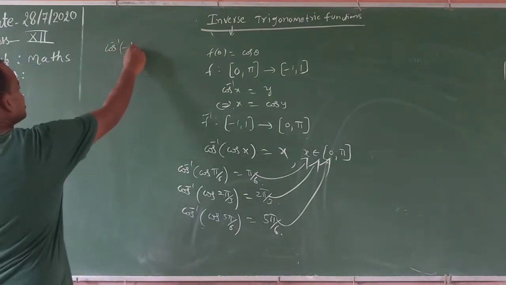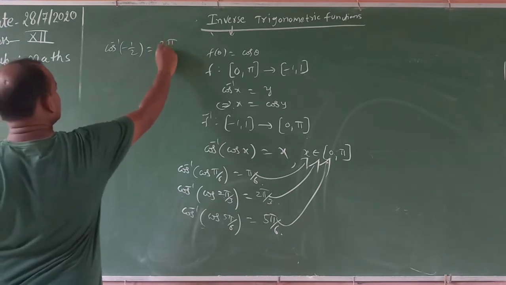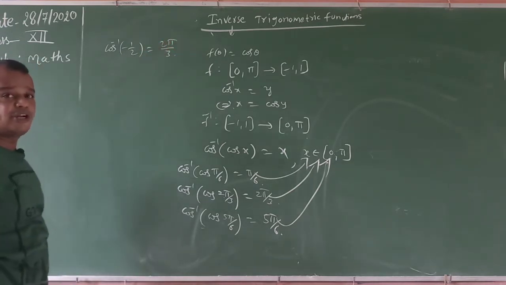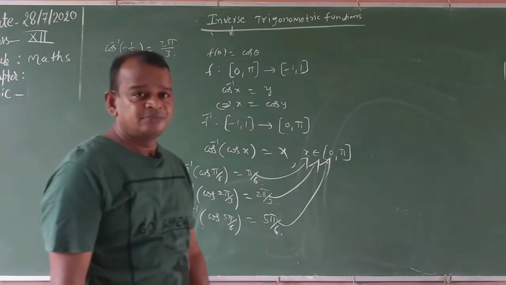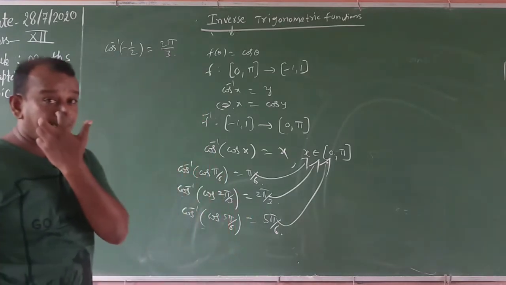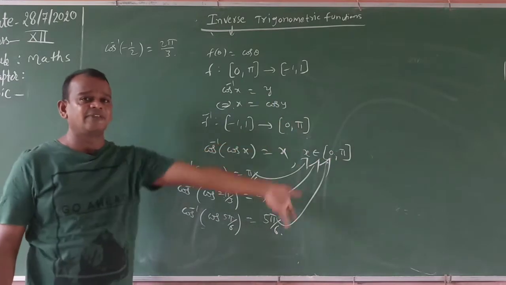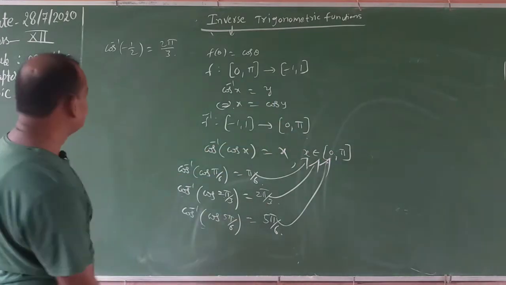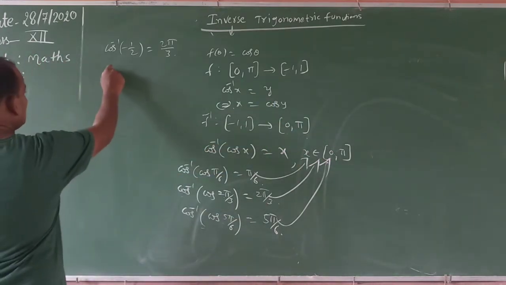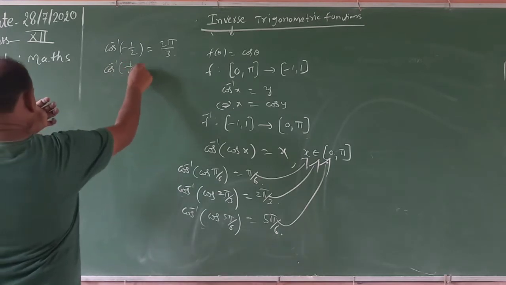Now suppose, remember the values. Cos inverse of minus 1 by 2 is equal to 2 pi by 3, that is 120 degrees. Cos 120 is equal to minus 1 by 2. Cos 240 is also minus 1 by 2, no problem at all. But 240 does not lie in this interval. 120 degrees lies in the interval.